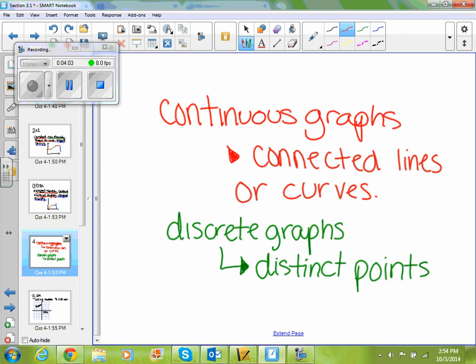Okay, so continuous graphs are graphs that are connected or curved. So we just looked at that where we had lines that were all connected, right? Okay, so the other type of graph that we're going to look at today is a discrete graph, which is just distinct points. Okay, so a continuous graph would look something like that. A discrete graph would look something like this, where it's just a bunch of points. Okay, no lines.